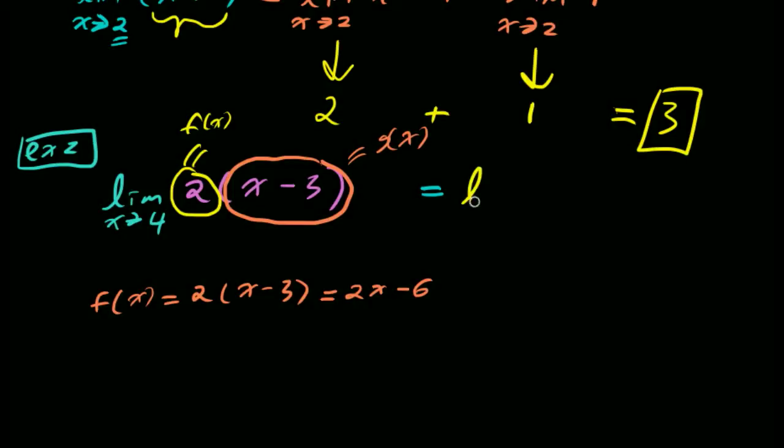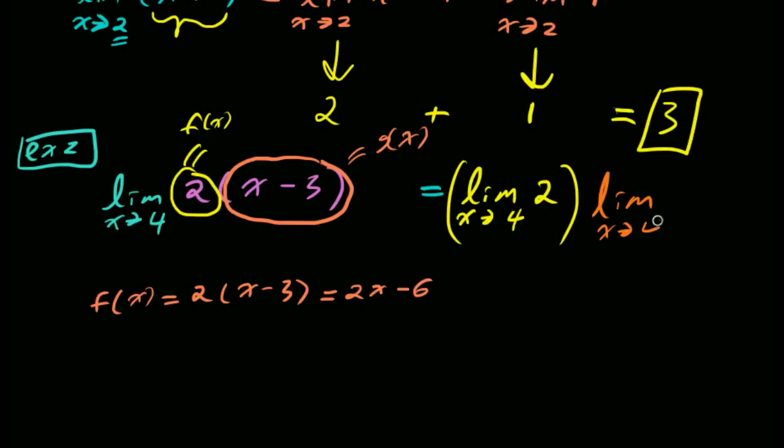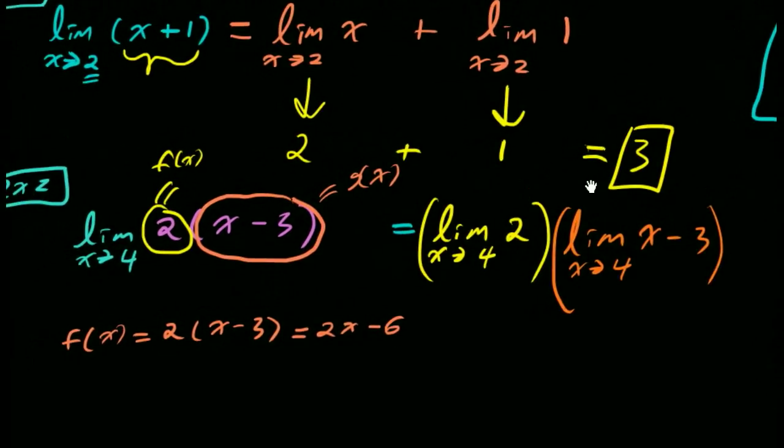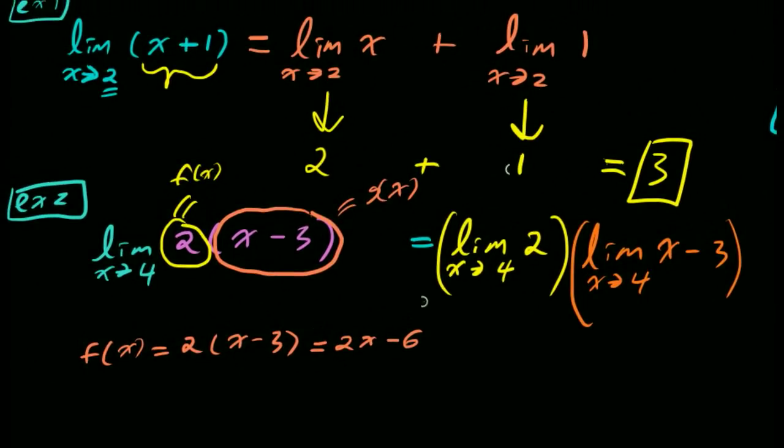So I'm going to rewrite this as the limit as x approaches 4 of just 2. That's going to be our f of x function. And then we're going to multiply that entire portion times the limit as x approaches 4 of the function x minus 3. And hopefully you can see that based on the last video, we've got our example. And actually, I'm just going to erase this down here because we don't really need this anymore.